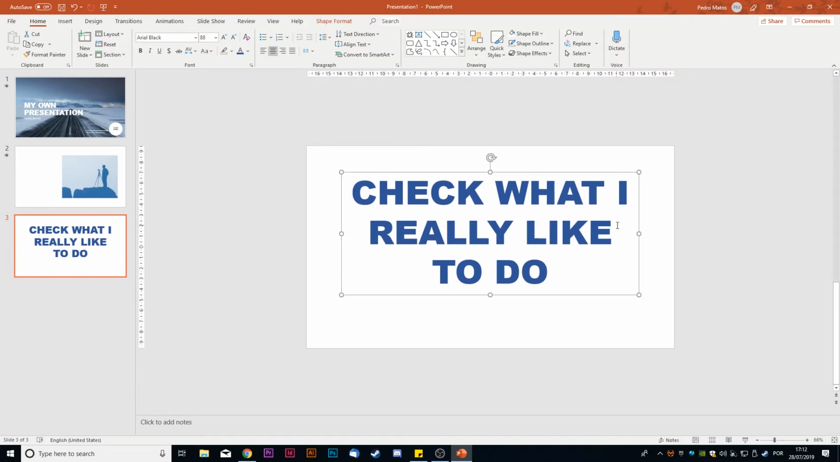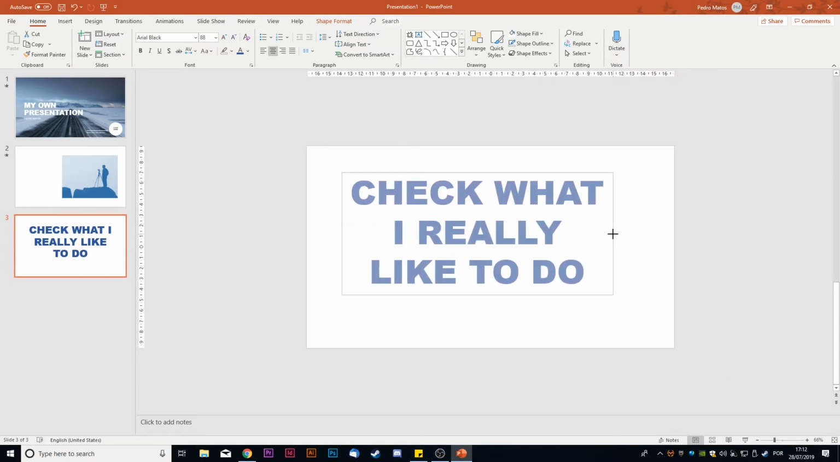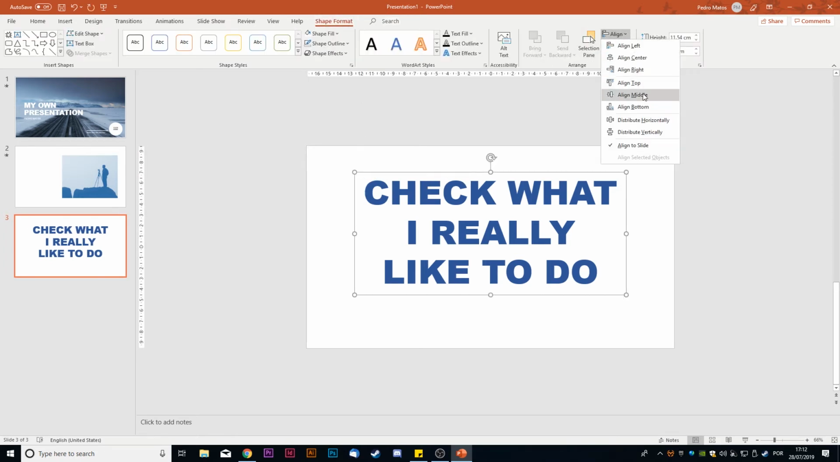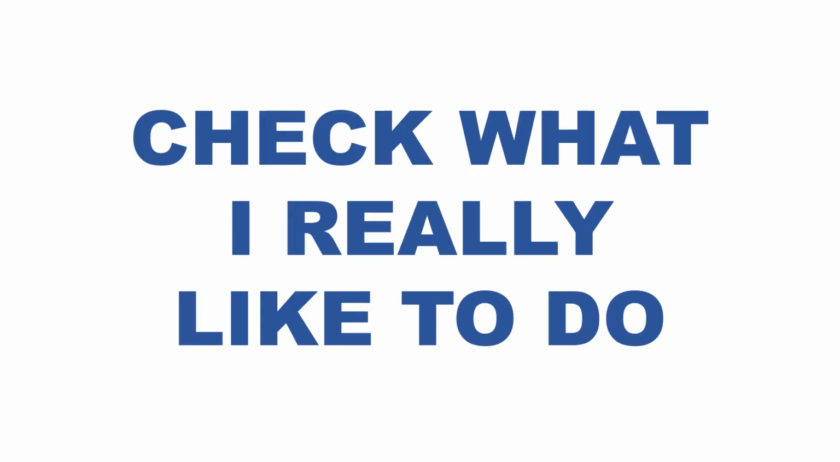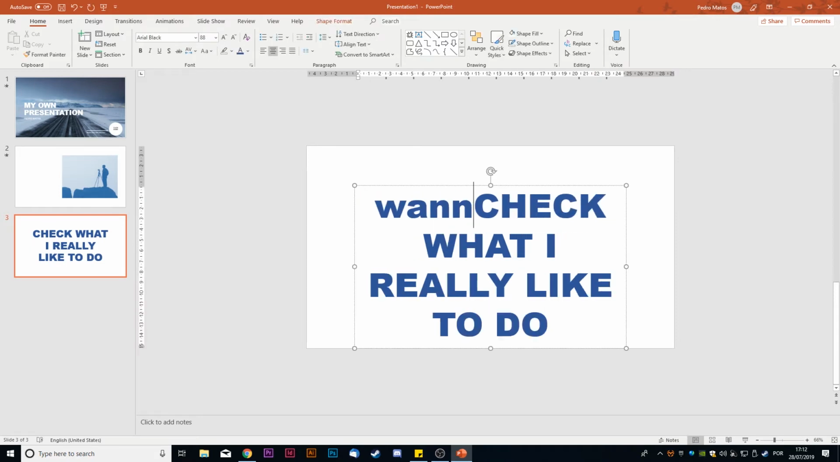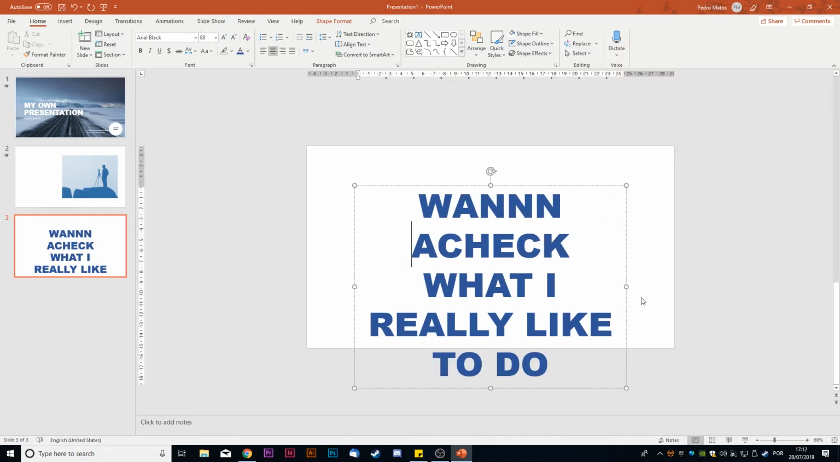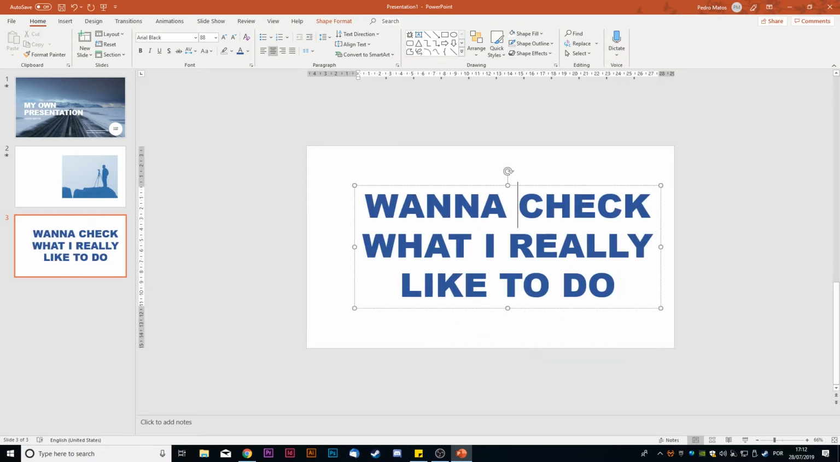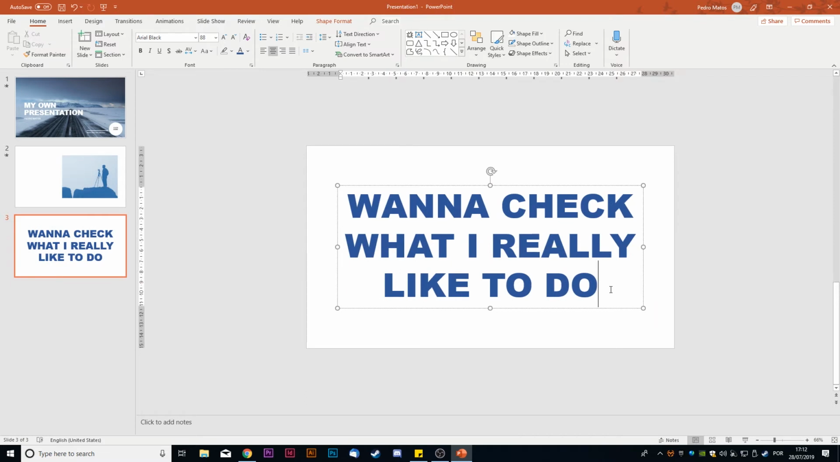Check what I really like to do. More like this, right? Yeah. Now if you want to align with your canvas, it's really simple. Select the shape, go to shape format, align and center, and align middle. Wow, really nice. Check what I really like to do. Or wanna check, yeah, like this, wanna check what I really like to do, because that's what we need to do with people, interact with them. Wanna check what I really like to do, exclamation points.